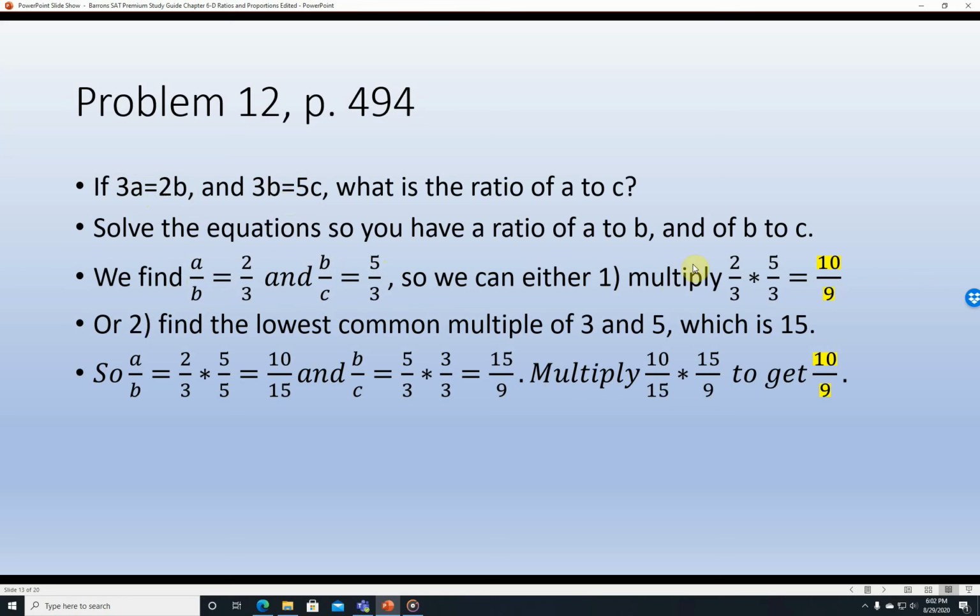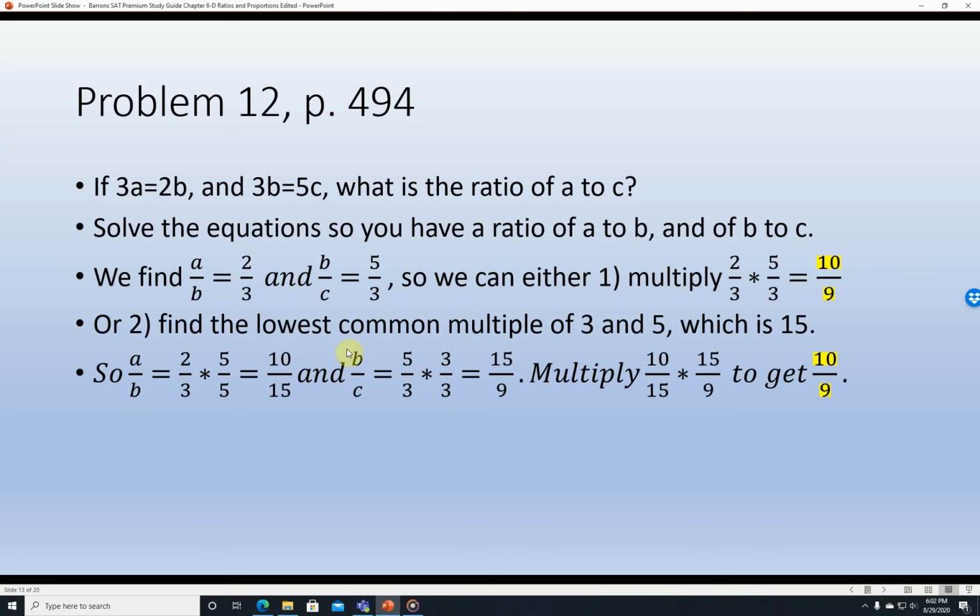So you can either multiply 2 over 3 times 5 over 3 and get 10 over 9, which is the right answer. Or you can find the lowest common multiple of 3 and 5, which is 15, and then you take 2/3, multiply by 5 over 5 to get a over b equals 10 over 15. b over c is 5/3 times 3 over 3, so that's 15 over 9.